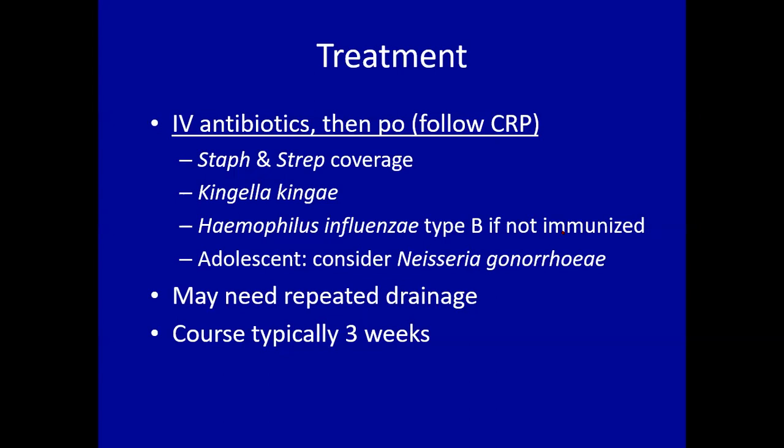We're going to cover for staph and strep. We want to remember that Kingella kingae can be a bad actor. We want to think about Haemophilus influenzae B if they're not immunized, and if they are sexually active, we want to consider Neisseria gonorrhoeae. We may repeat the drainage to see how we're doing as far as susceptibility testing and to make sure that our bug is being treated correctly.